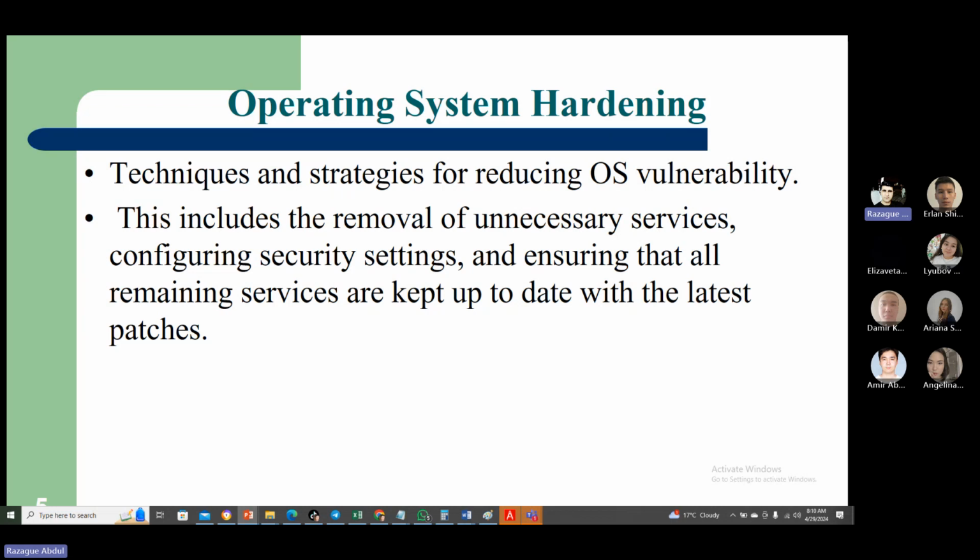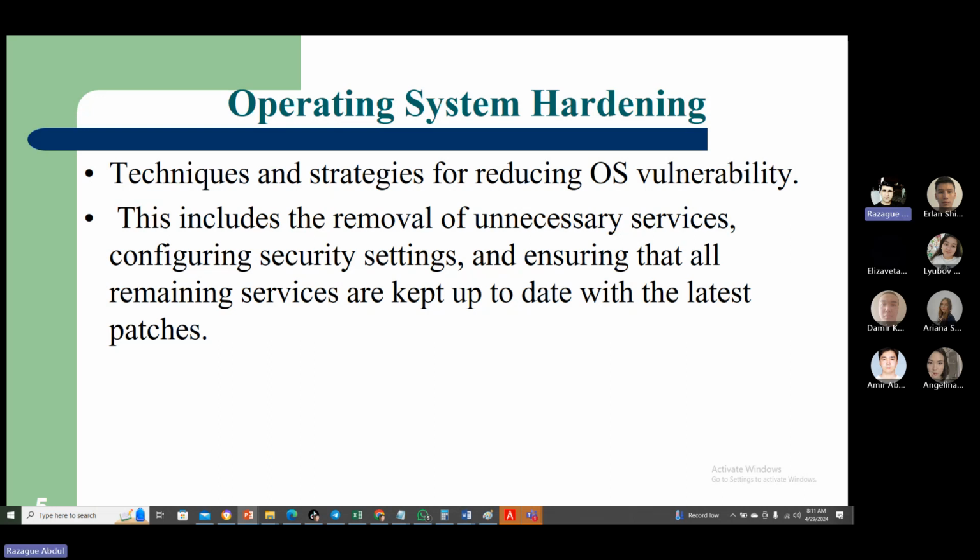So what are the key aspects of operating system hardening? The first key aspect is minimizing the attack surface. The first step in operating system hardening is to reduce the attack surface by removing or disabling unnecessary services. And also we have to remove unnecessary applications and protocols which are not essential for system operation. Each service running on the operating system can potentially introduce vulnerabilities. So we have to minimize these components, which limits the opportunities for malicious exploitation.